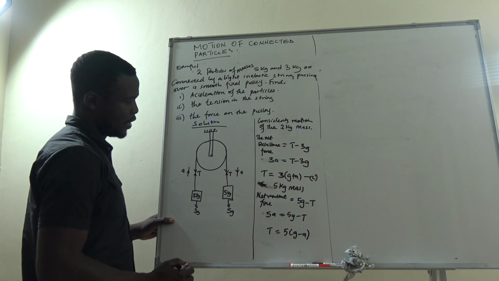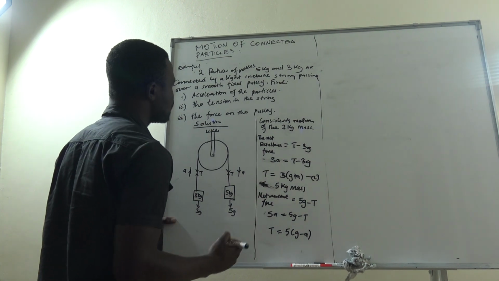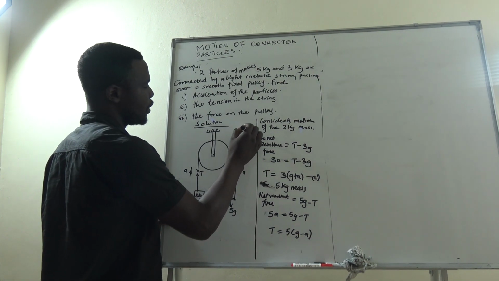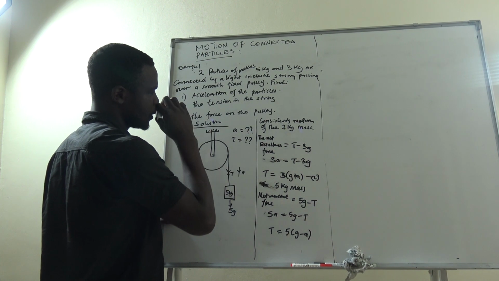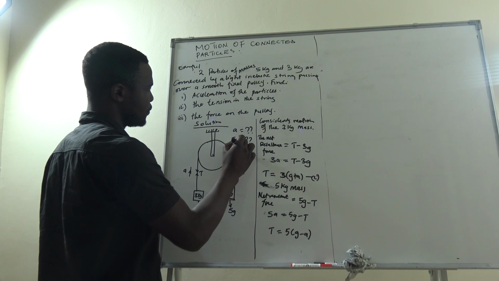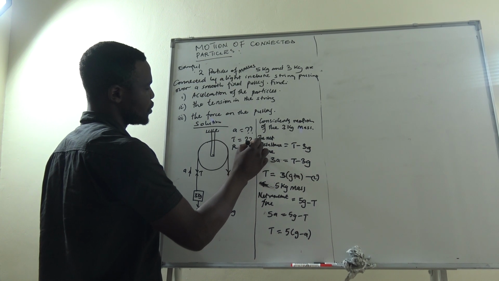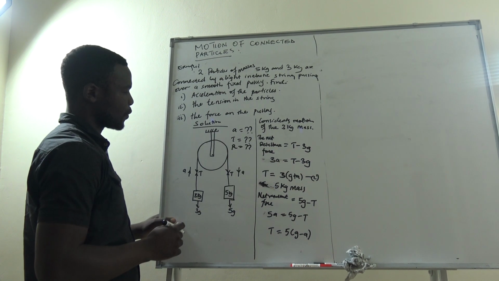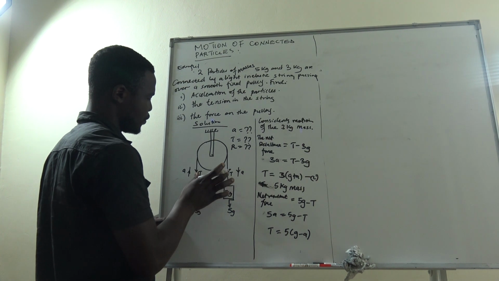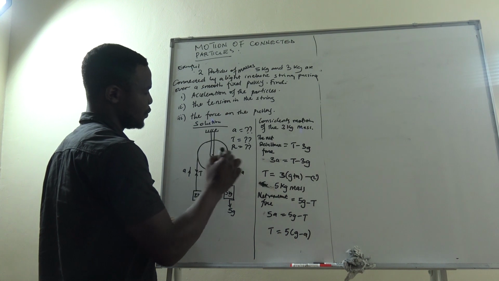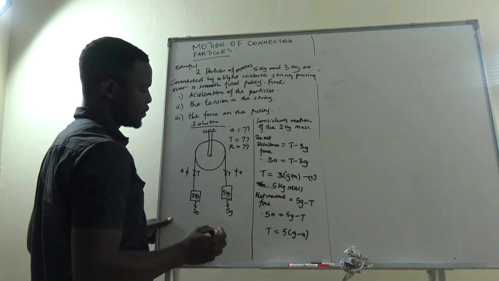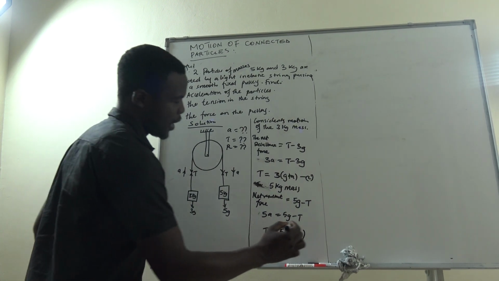Now, in our question, what do we need? One, they wanted the acceleration. Two, they need the tension. Three, they need the force on the pulley, which is the total tension acting on the pulley. We shall see when we are calculating.